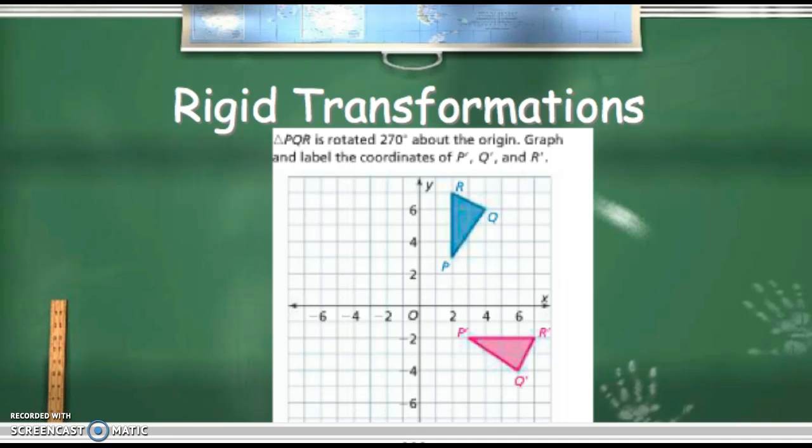So that's a rotation. That's knowing that it's going to move the points about the origin and by how much, the degrees. Is it 270, 180, 90 degrees? That's what you have to notice.